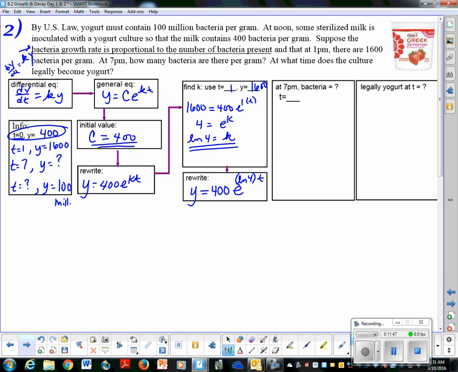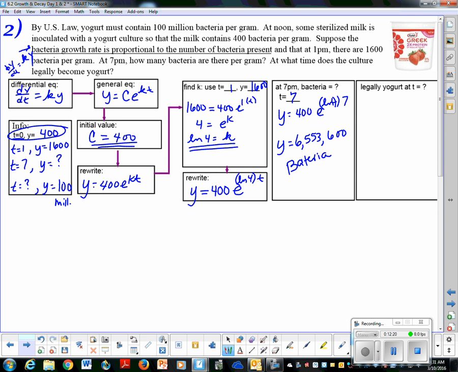If I wanted to know how many bacteria were present at time 7, or 7 p.m., which would be t equals 7, I would just go y equals 400 e natural log of 4 times 7. And grab a calculator. I come out with 6,553,600 bacteria at 7 p.m.